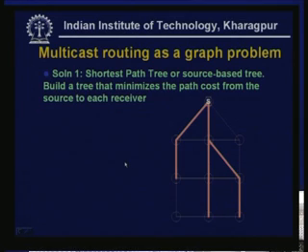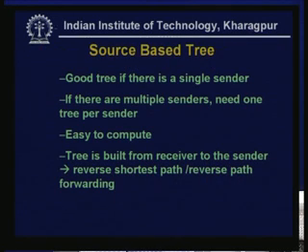One solution is to have a shortest path tree or source based tree, that is, build a tree that minimizes the path cost from the source to each receiver. So, this is the so called source based tree. So, you can form this. This is one kind of solution, and this is called a source based tree. This is a good tree if there is a single sender. So, sometimes a multicast group is such that there is a single sender.